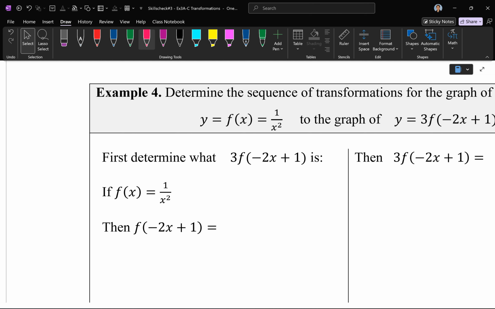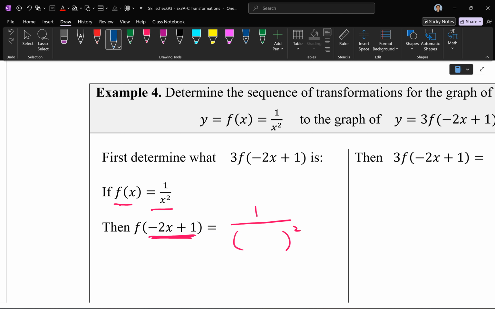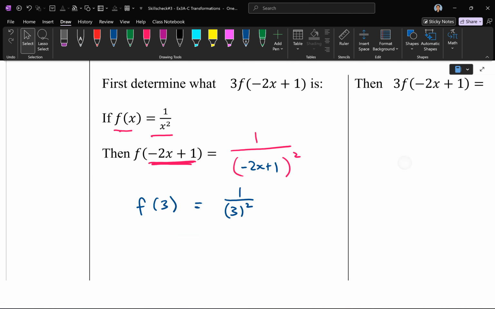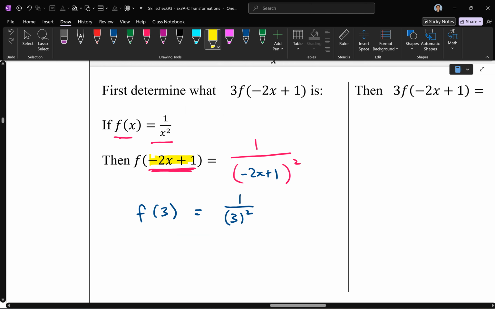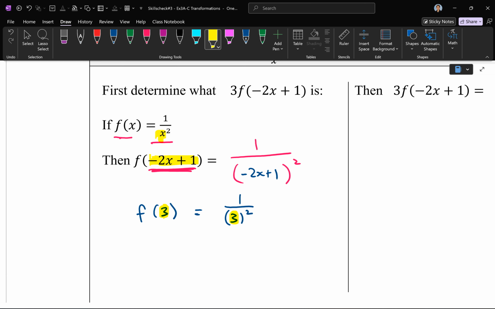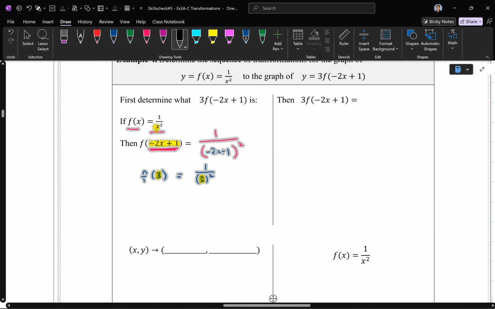Okay, so if I put it all together, if f of x is 1 on x squared, then when you say f of negative 2x plus 1, what this is, it's 1 over, instead of x squared, I now have negative 2x plus 1. Does that make sense? Because this is the function, that x there. If I told you to find f of 3, what you would have done is 1 over 3 squared. So all I'm doing is I'm just taking this inside the brackets and I'm replacing it with the x, just like you would have done here. Same idea.